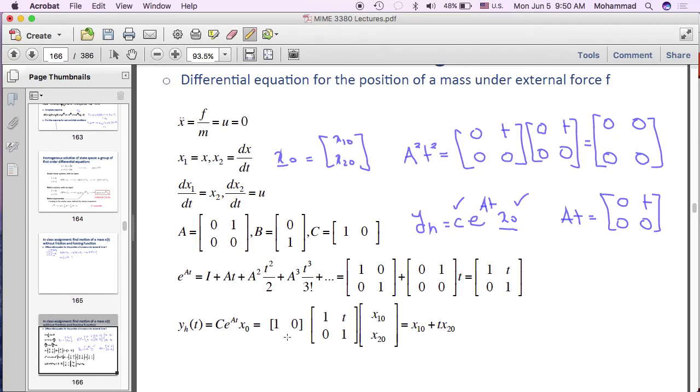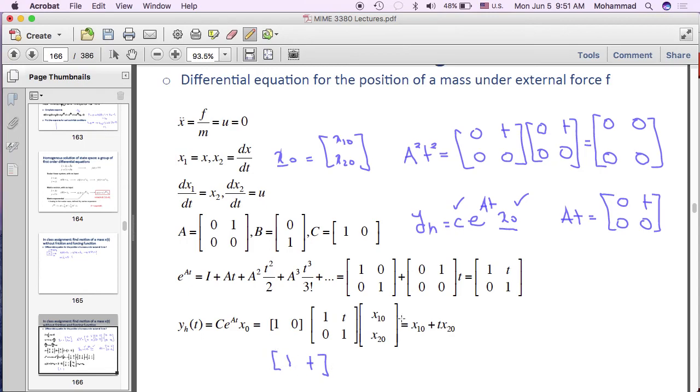Now I take C multiplied by this and multiplied by my x naught as a vector. So let's go ahead and make this multiplication. This is 1 by 2 multiplied by 2 by 2, so the result is 1 by 2. So this is 1, 0 multiplied by 0, you get 1. 1, 0 multiplied by t, 1, you get t. So this is the result of the first two matrices multiplied by each other.